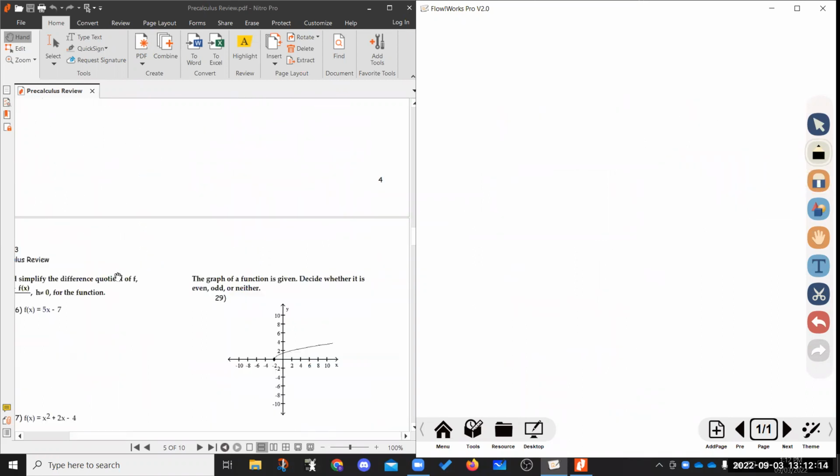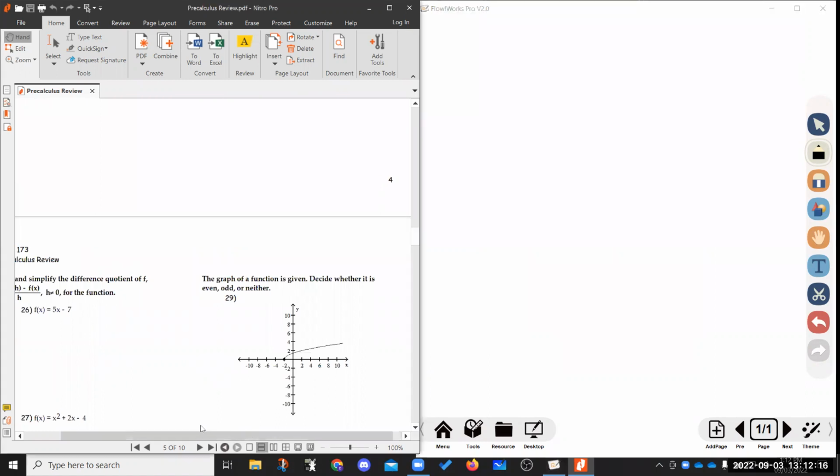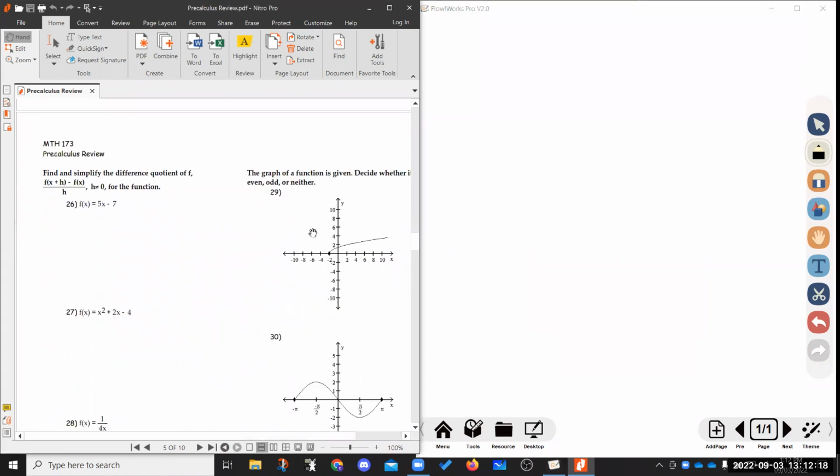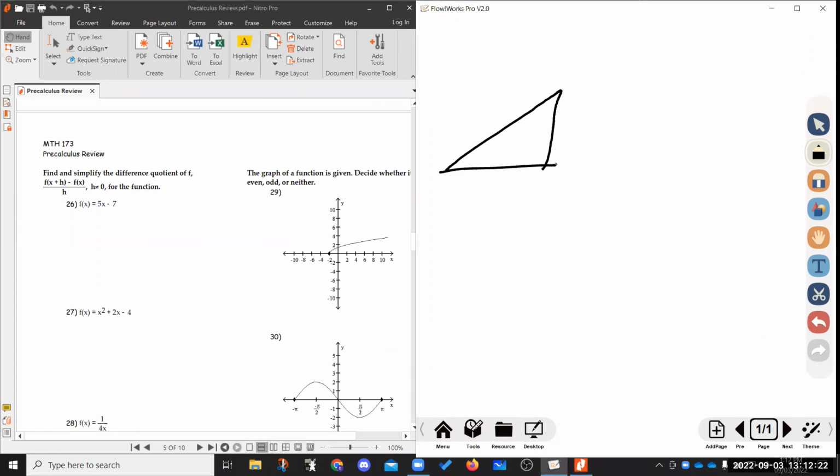Let's move on to number 26, and it looks like we're about to do a difference quotient. So difference quotient, just so you understand the concept of what it is, there's a horizontal distance here between these 2 points called h. We're calling this first point x, f of x. We're calling this second point over here x plus h because we've gone a horizontal distance away, f of x plus h.